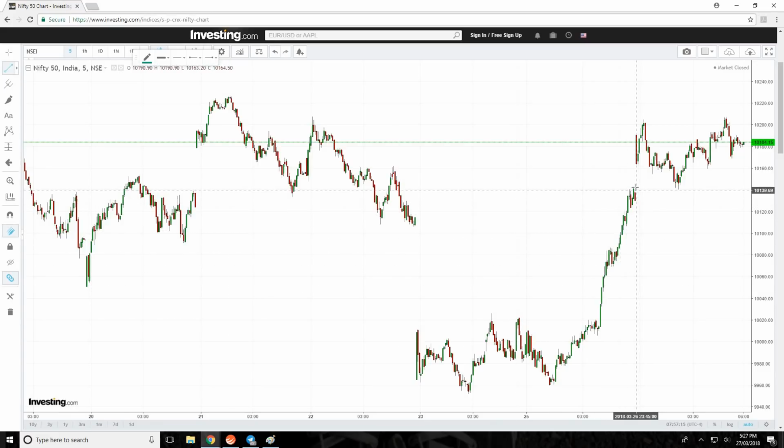Okay, so I have this data in front of me, and what I see here is, well, first of all, Nifty has gapped up. So this automatically becomes a support level, right? That's how these gaps work, and this is the closing of yesterday, so this automatically becomes a good support level.